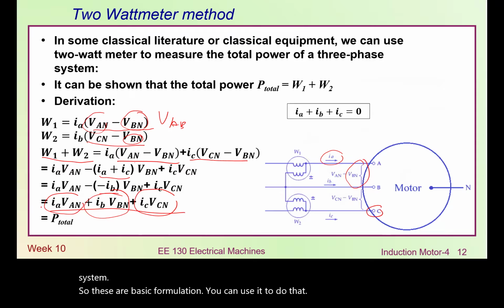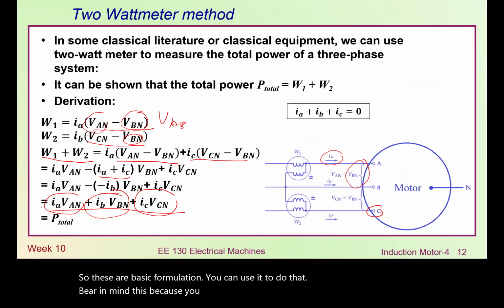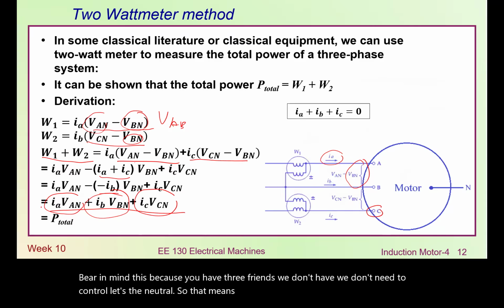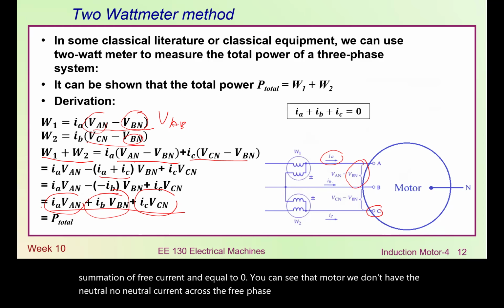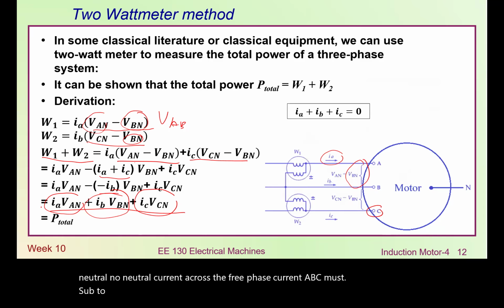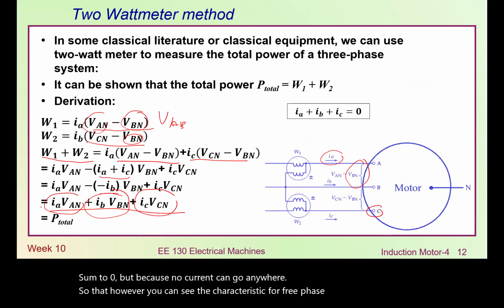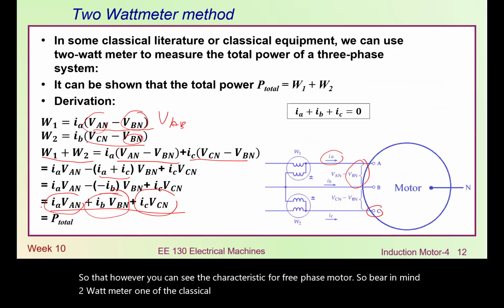Bear in mind that because you have three-phase, we don't need to connect the neutral. That means the three-phase currents for a symmetrical motor system must be balanced and equal, so the summation of the three currents is equal to 0. If a motor has no neutral, there is no neutral current. Of course, the three-phase currents A, B, C must sum to 0, because no current can go anywhere. That's the characteristic of a three-phase motor. So bear in mind, 2 wattmeter is one of the classical methods, and you may need to learn how to do that.